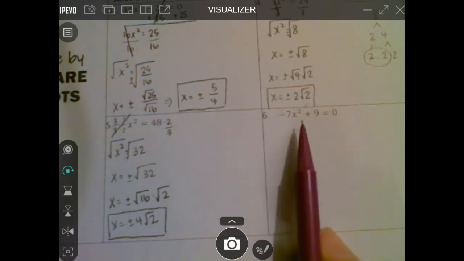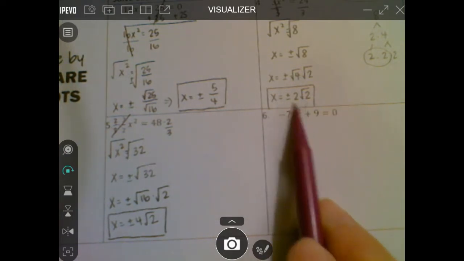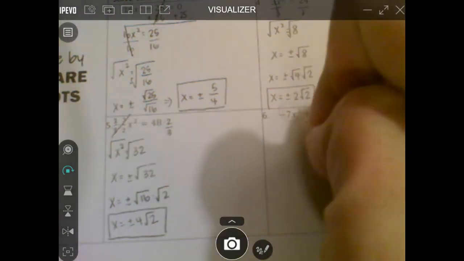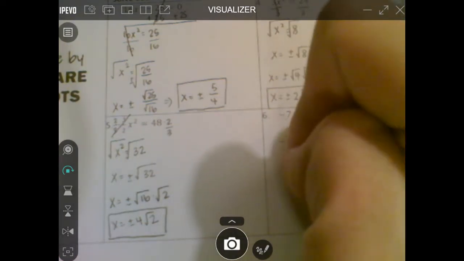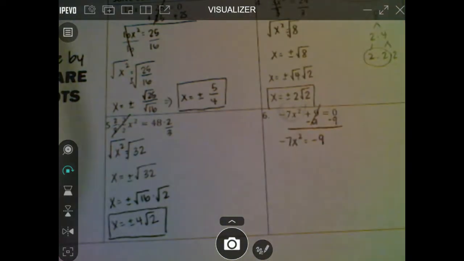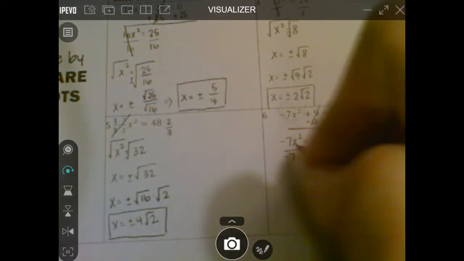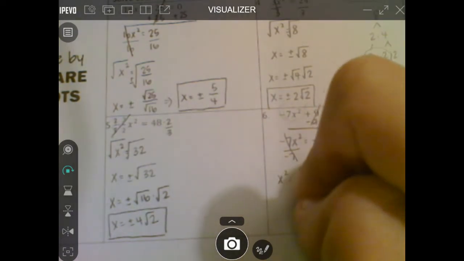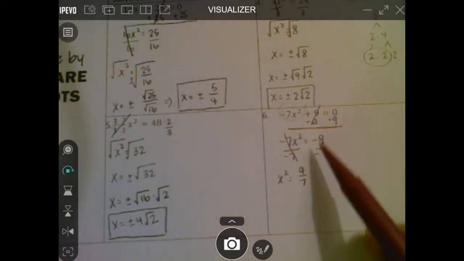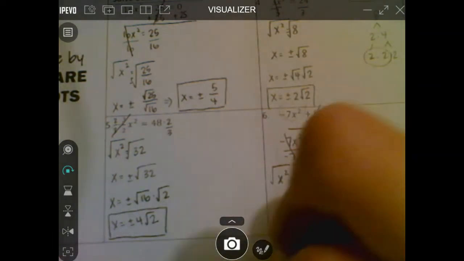Okay, last one over here. We have negative 7x squared plus 9 equals 0. So again, I want to get the squared term by itself. So I'm going to go ahead and subtract 9 on both sides. That's going to give me negative 7x squared equals negative 9. And then to undo this negative 7, go ahead and divide each side. So that's going to give me x squared equals positive 9 over 7, because these two negatives are going to give me a positive. So then I can go ahead and take the square root here.